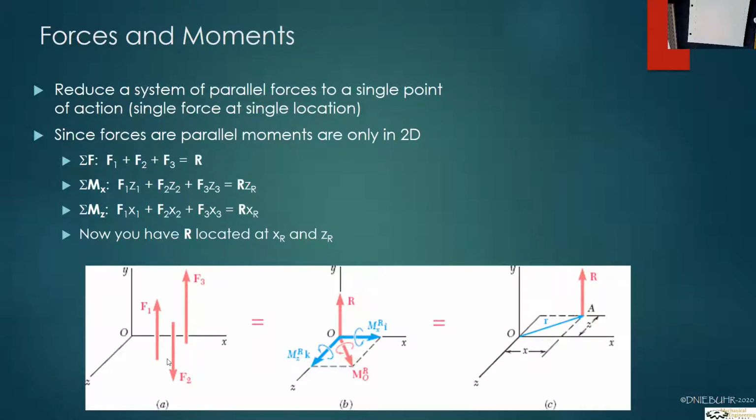But then the question is, where should that force be applied so that it creates the same state as when they're here? For example, each of these forces has an X and Z location. So what we do effectively, as the equations show, is first sum the forces, and then sum moments about the x-axis, where we take force 1 times its z location, force 2 times its z location, force 3 times its z location, and set that all equal to R times z resultant.